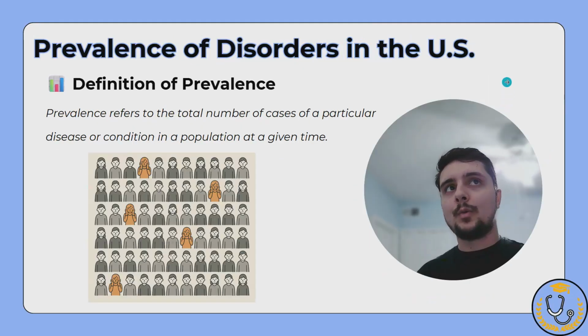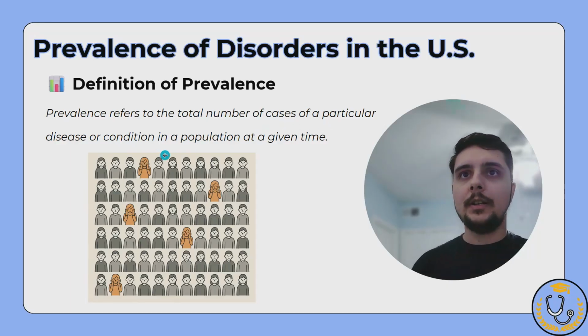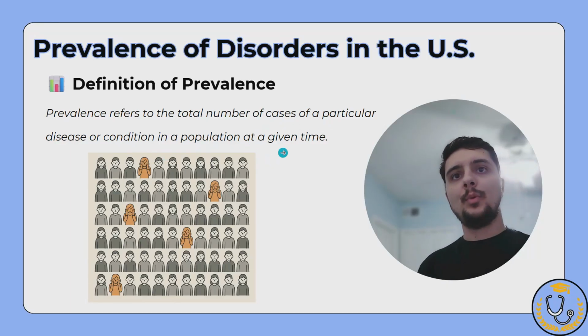The prevalence of disorders in the US. So let's define first what prevalence means. Prevalence refers to the total number of cases of a particular disease or condition in a population at any given point in time.